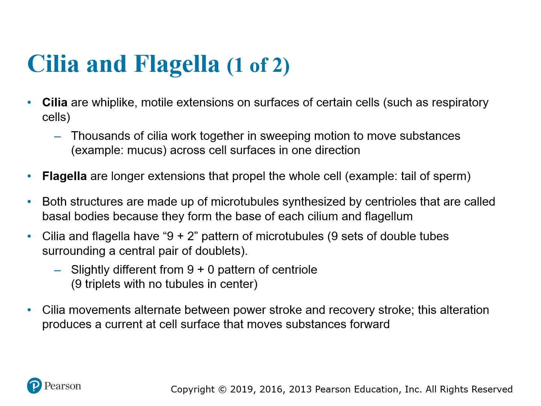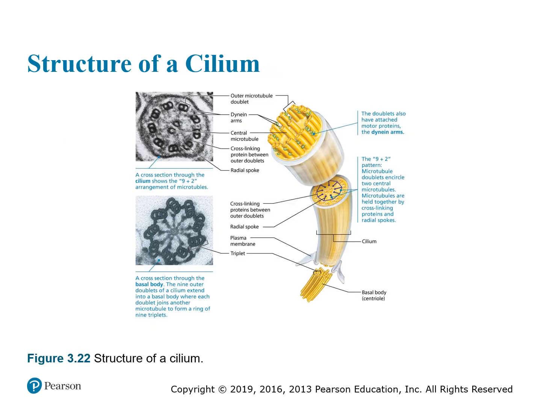When you look at eukaryotic and prokaryotic flagella, they look similar but actually work differently. Both structures are made up of microtubules, and those microtubules originate at the centrioles themselves, the basal bodies. They have a 9+2 pattern of microtubules, so 9 sets of double tubes surrounding a central pair, and that's different from the centriole. The cilia has a power stroke and a recovery stroke, producing a current essentially, which helps to move the mucus forward.